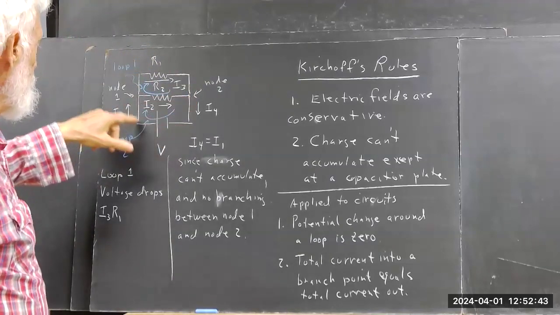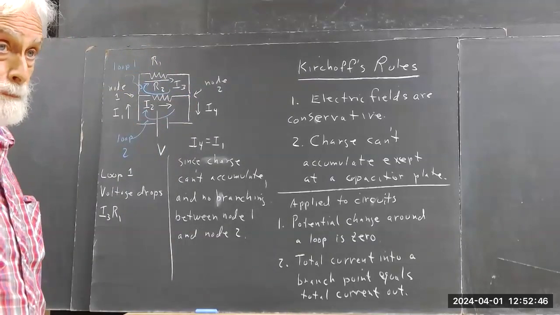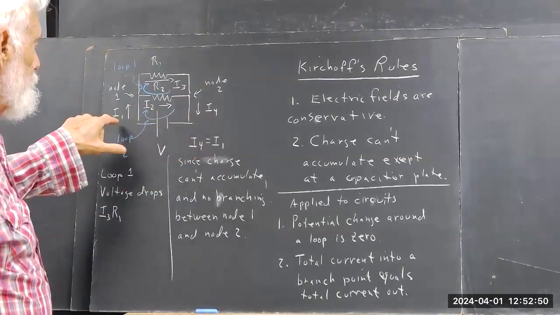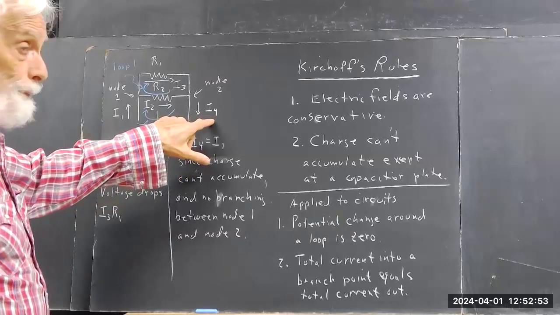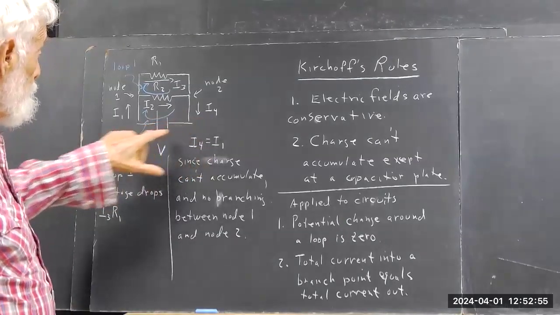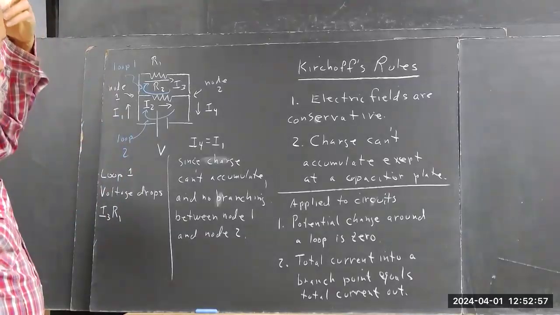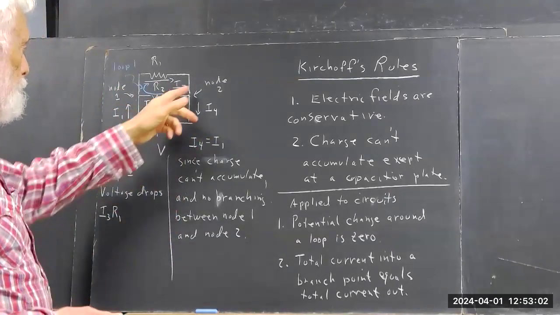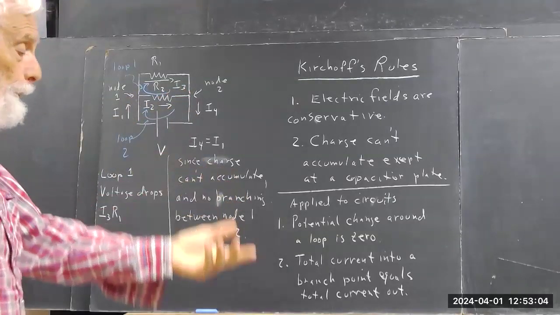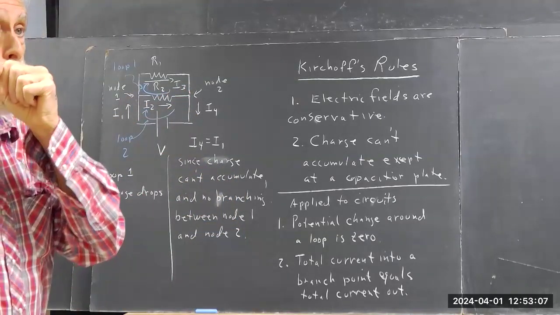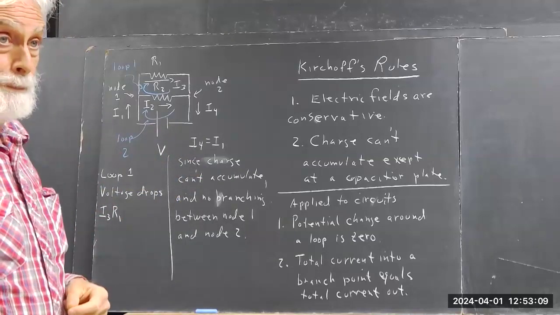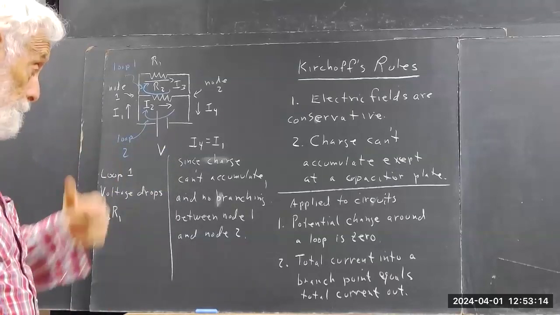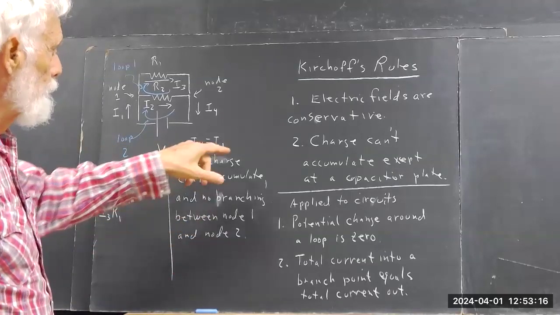There's no branching between node 2 and node 3, so the current here has to be the same as the current here. We're not going to have two separate currents. If these currents were actually different, you'd have an accumulation of charge between these nodes. Now, if we have a capacitor, that could happen, but there's no capacitor. There's no place for charge to accumulate. It's not going to accumulate in the source. So I4 is equal to I1.